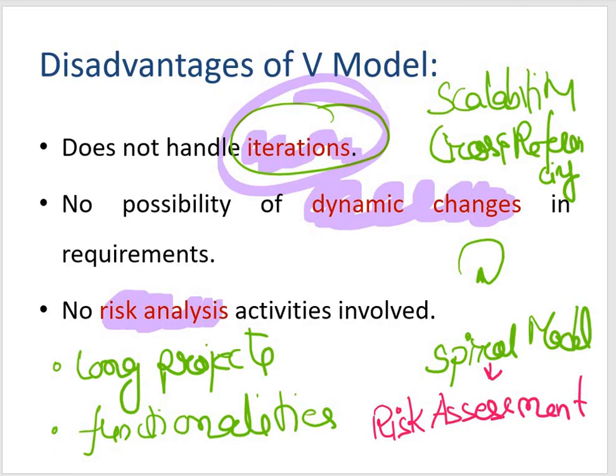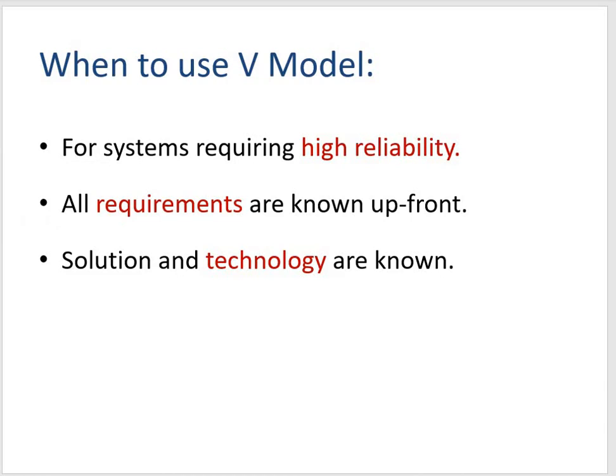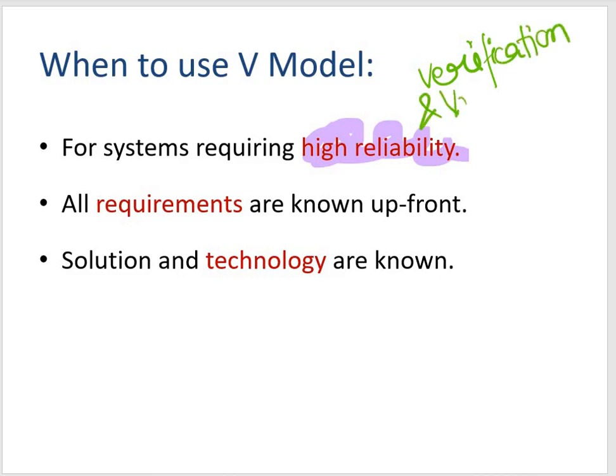In this V model, we do look into the scalability factors, we do look into your cross referencing. Cross referencing means the direct correlation between the requirements and the corresponding testing activity. So these are some things which are included, but overall there are several issues which are good in number.